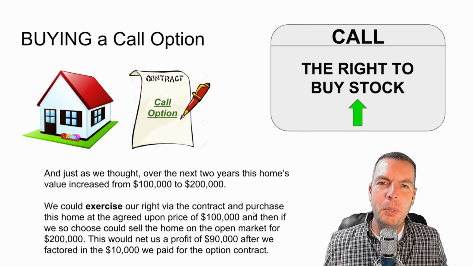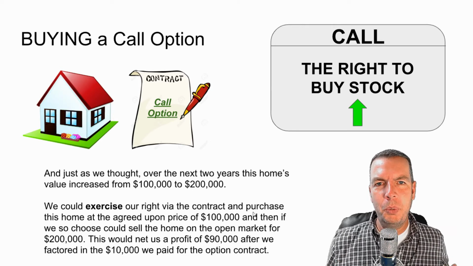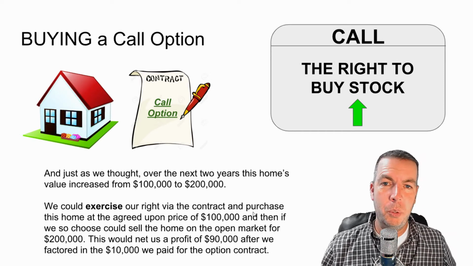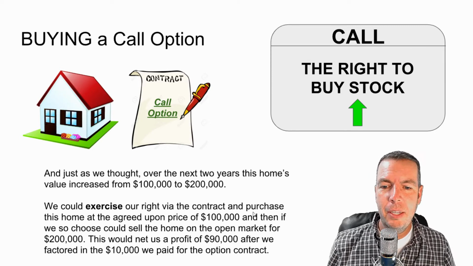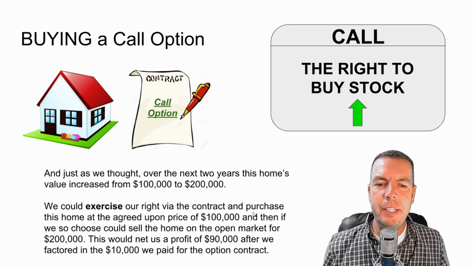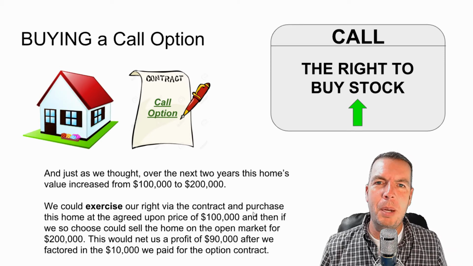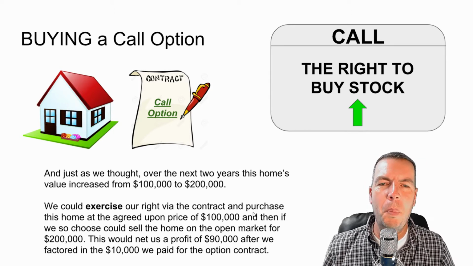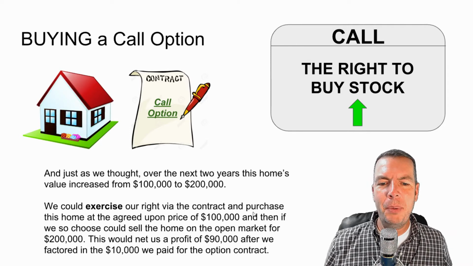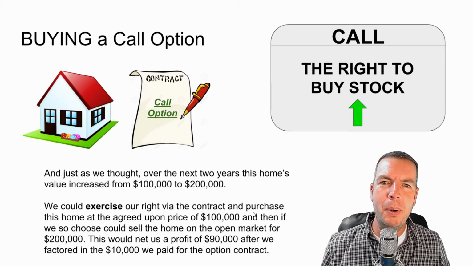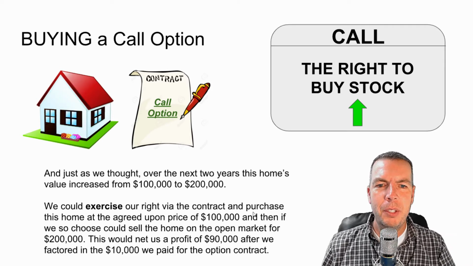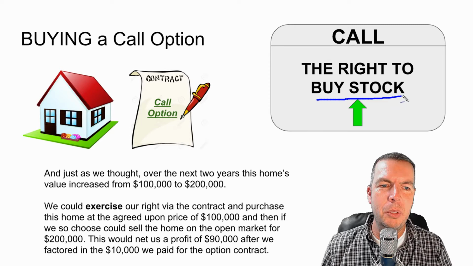If this were the case, we as the option buyer, the person who holds that contract, have the right to control that property. We could exercise our right via the contract and purchase this home at the agreed upon price of $100,000. Then if we so choose, we could sell that home on the open market for $200,000. That would net us a profit of $90,000, because we remember we paid a $10,000 premium to control this property. So at the end of the day, we would have a $90,000 profit. Again, the call option gives us the right to buy stock.